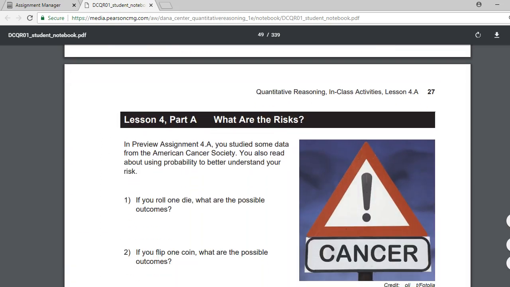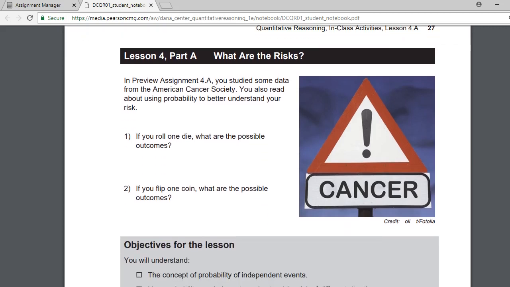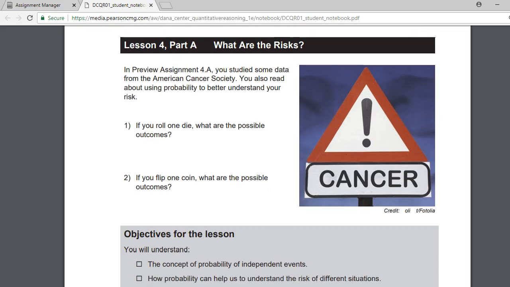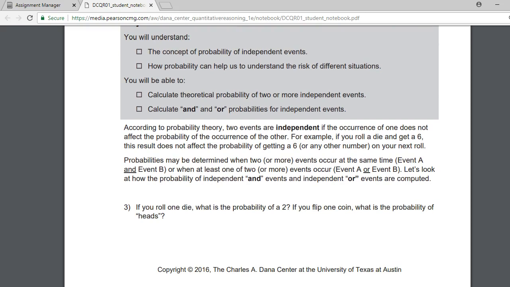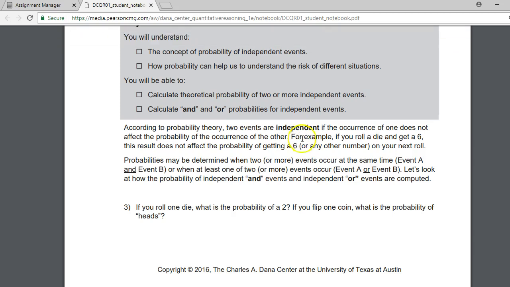Depending on when you're listening to this video, you may or may not have already covered 4A and 4B. When we're talking about 4A, we're going to be talking about probability, like rolling a die or flipping a coin. And specifically in 4A, we're going to be talking about independent events. When we have independent events, we can have independent "and" or independent "or."